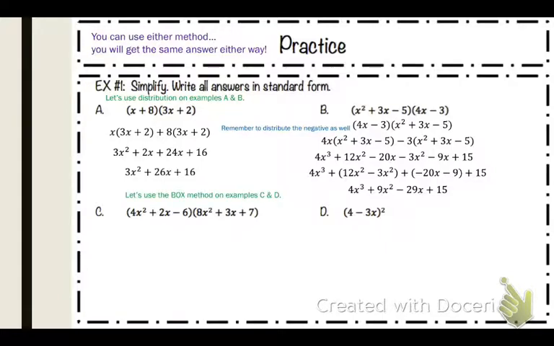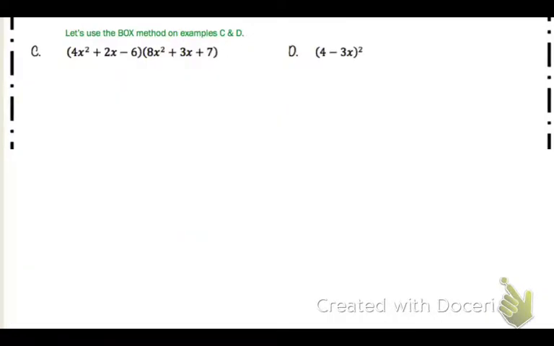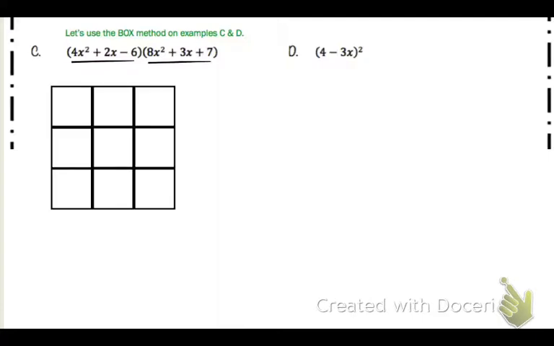We're going to use the box method on these ones. So I'm going to make my screen a little bit bigger. So here we have 4x squared plus 2x minus 6. There's 3 terms right there, right? And then we have 8x squared plus 3x plus 7. There's also 3 terms right there. So I'm going to draw a 3 by 3 box. And it doesn't matter where I put which polynomial, but I'm going to put the 4x squared plus 2x minus 6 on top because it came first, and so it just makes more sense for me to put it on top. But you could put it on the side as well. And then we have 8x squared plus 3x plus 7 on the side.